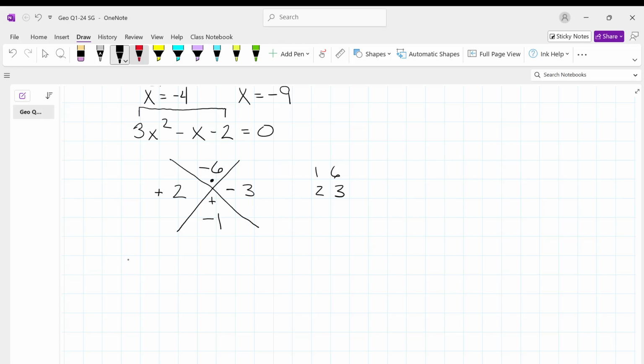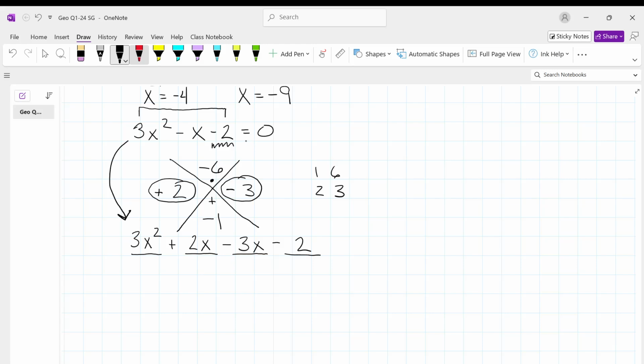Then the next step, which is probably one of the most important steps, is where we did this fill in the blank technique, where the first term goes here, the 3x squared goes here. One of these factors goes next, so plus 2x. Then the other factor, minus 3x. And then the constant from the original equation, minus 2. And we drew these arrows like this.